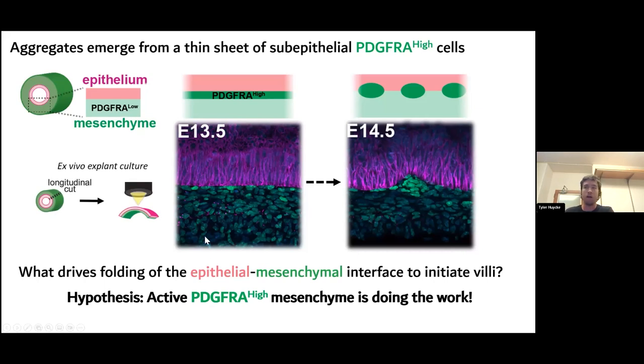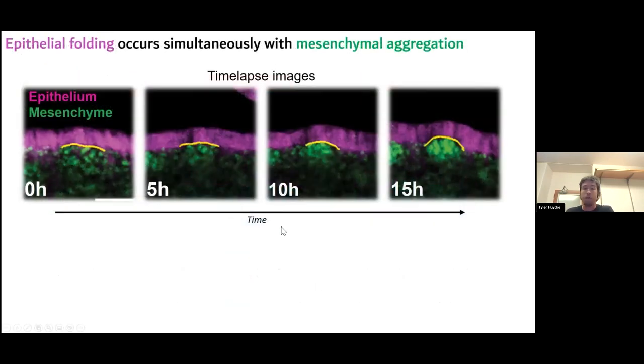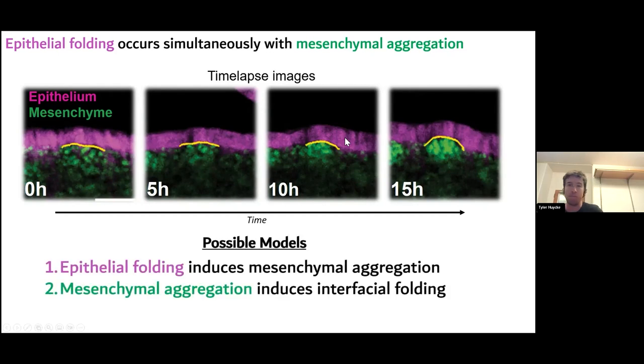To get a clue at this, we first developed a system to do long-term time-lapse imaging of tissue explants. So they develop ex vivo, much like they do in vivo, and we can look at both the epithelium and the mesenchyme and see what's going on. What we note is that you can't really tell anything different from the still images: the mesenchyme is aggregating at the same time that the overlying epithelium is folding. So we're still left with a chicken-and-egg type of problem. In one model, you could imagine the epithelium is folding and that is directing the mesenchyme to aggregate. Or conversely, the mesenchyme is aggregating, and that's driving the curvature in the overlying epithelium.